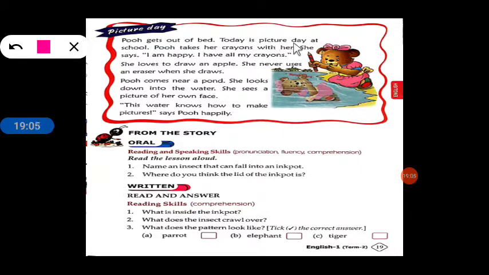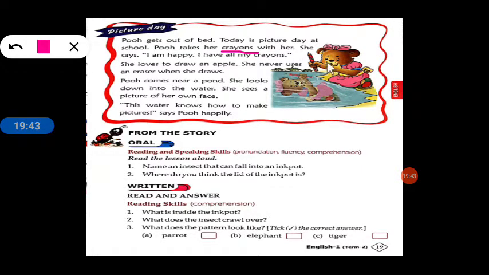Today is picture day at school. See, he remembered that when he woke up from his bed. So what is that? Today there is picture day in his school. Which day is there? Picture day means they have to draw some pictures of their own wishes. So he thought that today is a picture day at his school. Then Puha takes his crayons with him. So what happens? He takes his crayons.